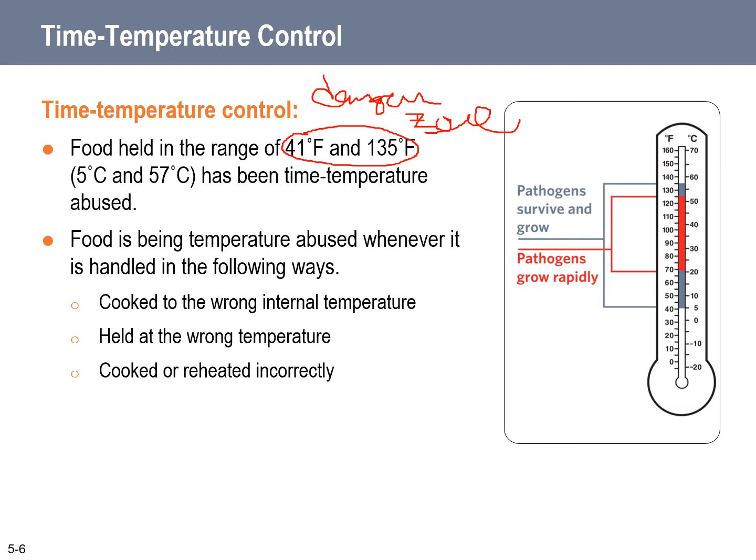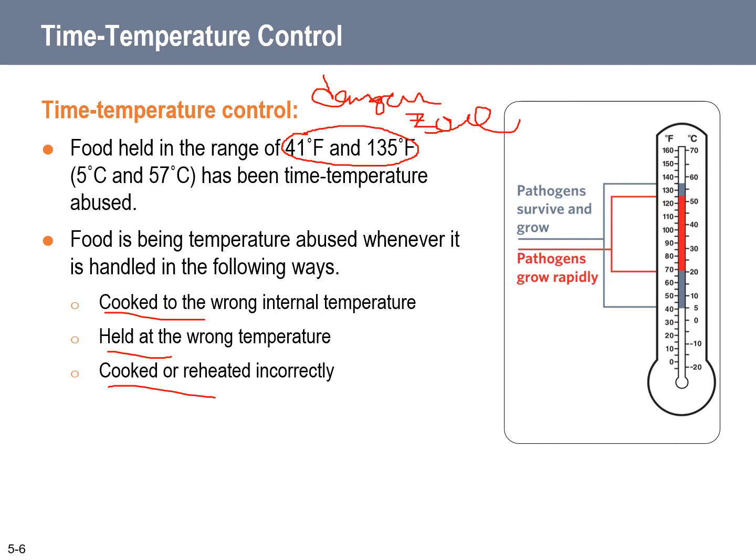So anytime food is within this range, it has been time temperature abused. It can also be abused when it is cooked to the wrong internal temperature, held at the wrong internal temperature, or cooked or reheated incorrectly. That is called temperature abuse. Now, we learned before that we call this the danger zone because pathogens grow best in this temperature range.